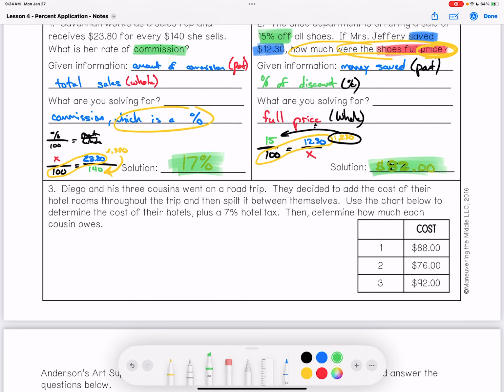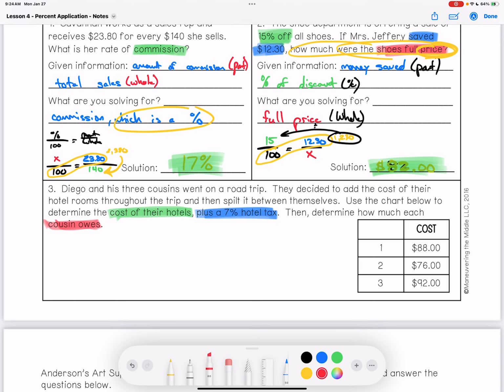All right, number 3 on our actual notes. Diego and his 3 cousins went on a road trip. They decided to add the cost of their hotel rooms throughout the trip and then split it between them. Use the chart below to determine the cost of the hotels plus tax, so let's highlight here, cost of the hotels plus, and then determine how much each person owes.